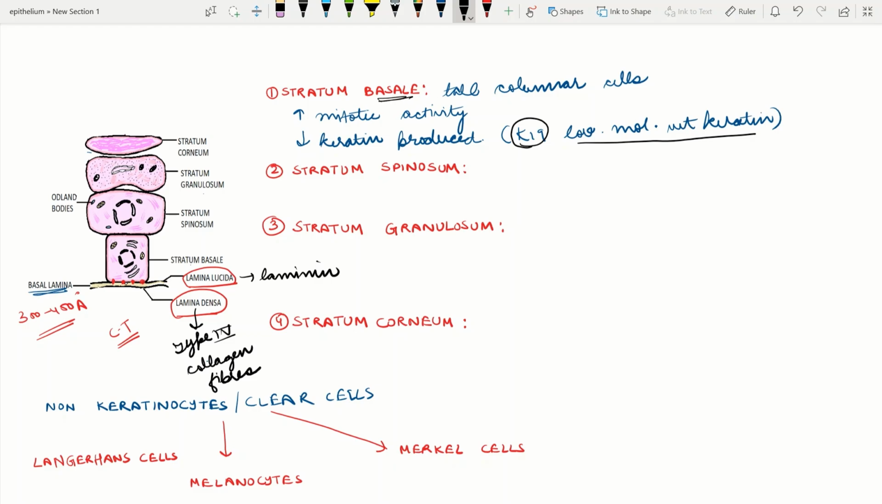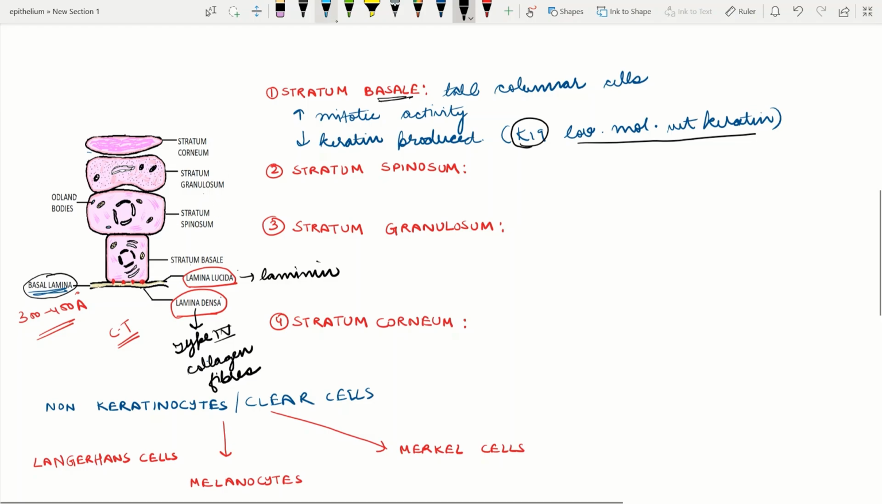Now this stratum basale is attached to the basal lamina with the help of hemidesmosomes. This basal lamina is a 300 to 400 angstrom thick layer, further divided into lamina lucida and lamina densa. The lamina lucida is close to the epithelium and contains laminin protein, and lamina densa is close to the connective tissue and contains type 4 collagen fibers.